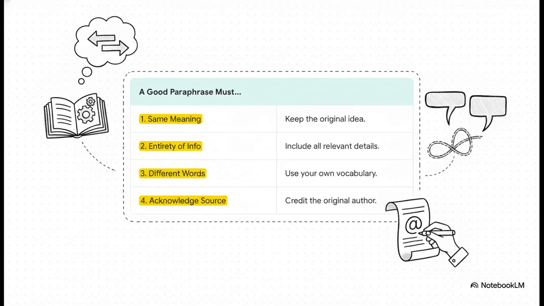1, it has to have the exact same meaning. You can't change the author's original point. Like if the source says there's a possible link between 2 things, you can't paraphrase it as "this proves a link." That's a big no-no. 2, you have to include all the important info. Don't leave out key details that could change the whole meaning. 3, you've got to use very different words and sentence structures. This is crucial. And 4, last but not least, you still have to cite the source. Get all 4 of those right and you're golden.